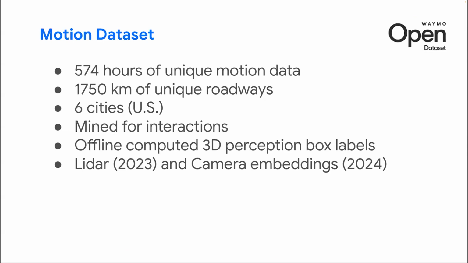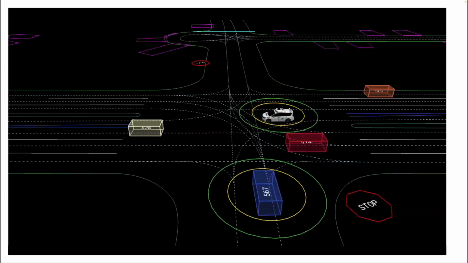So some quick stats on the data set. We have 574 hours of unique motion data. It covers 1,750 kilometers of unique roadways collected from 6 cities. Each of the examples is specifically mined to have interesting interactions. And we compute the perception label boxes offline in the data center so that we can devote more compute power, rather than just using what we compute on the vehicle, for higher accuracy. And then in the last few years, we've added LiDAR and camera embeddings.